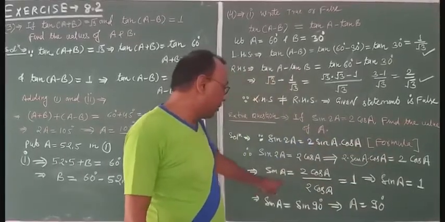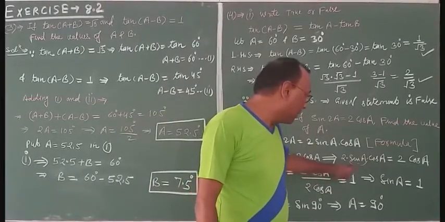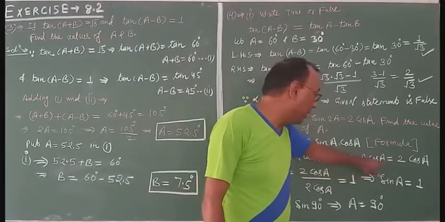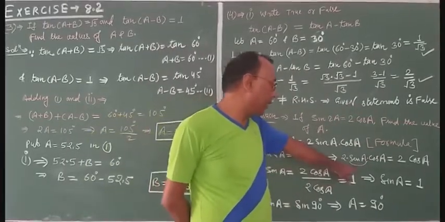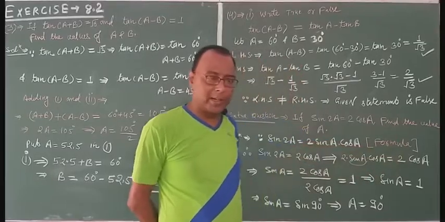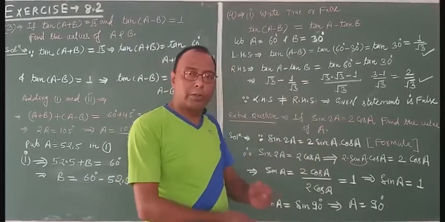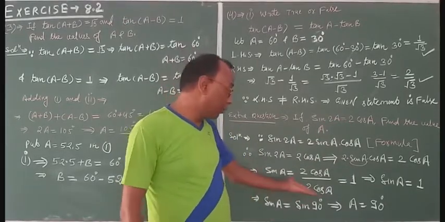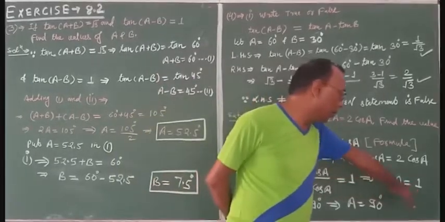Here 2 is multiplied with sin A and cos A, and I want to find the value of sin A. It means 2 and cos A will divide the right hand side. So what is the value of sin A? 2 cos A upon 2 cos A, which is 1. It means sin A is equal to 1.